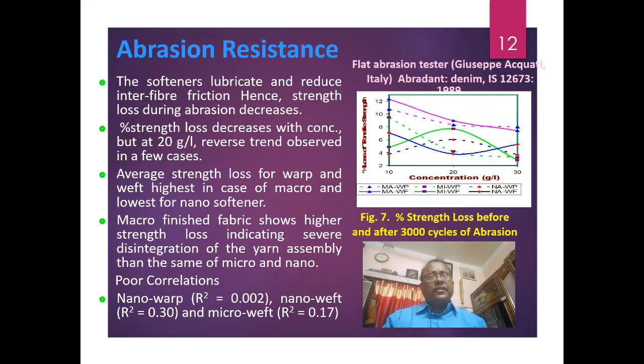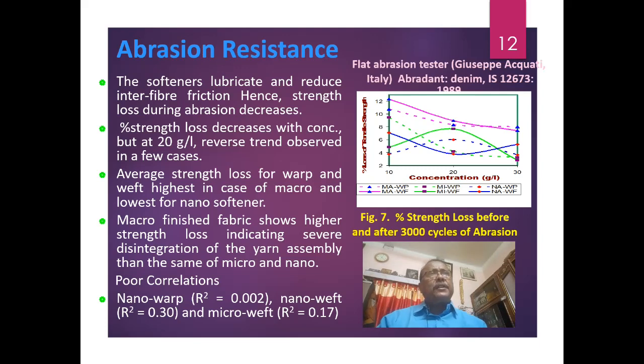Abrasion resistance is the strength loss during rubbing or abrasion. It was tested in a flat abrasion tester using denim fabric as the abradant. The method was BIS 12673 of 1989. The softener lubricates the yarns and fabric and reduces interfiber friction. Hence, strength loss during abrasion decreases with softening.